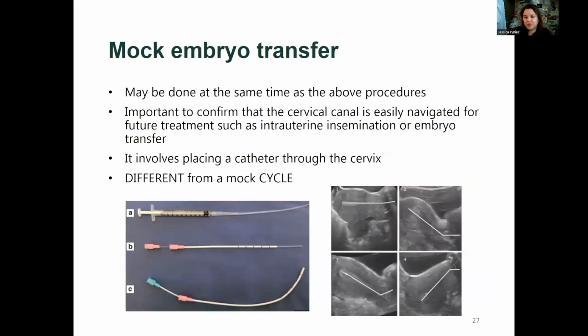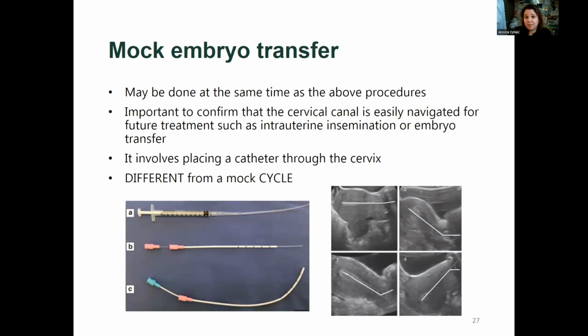Oh, and then this is actually truly the last piece of information that we get when we're doing the anatomy, and that's the mock embryo transfer. This is typically done at the same time as the above procedure, so it doesn't feel like a different test to you, but it is important to confirm that we are able to easily get through the cervix for when you eventually do treatment. So basically, one of these thin catheters that you can see there on the left of the screen is inserted through the cervix into the cavity of the uterus.